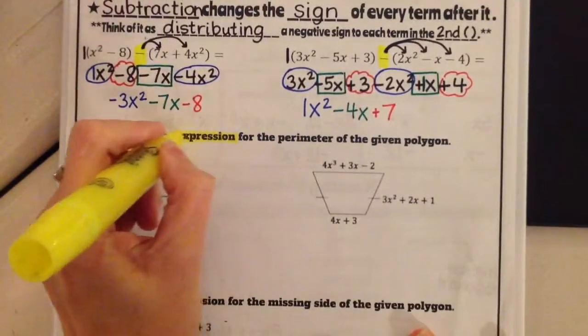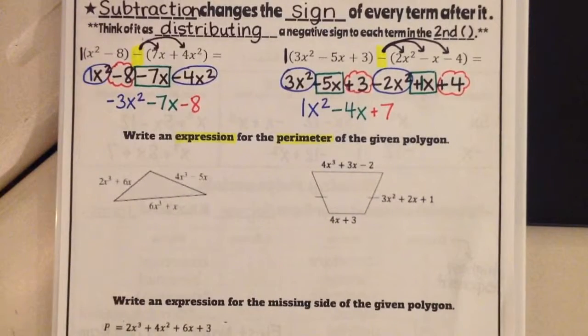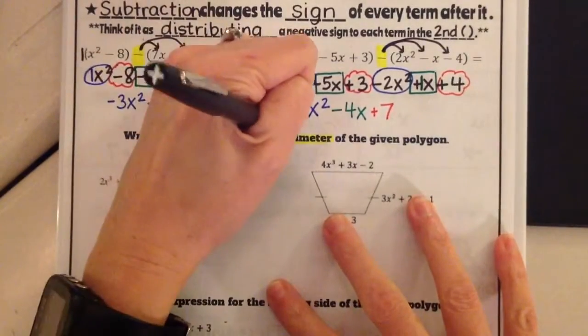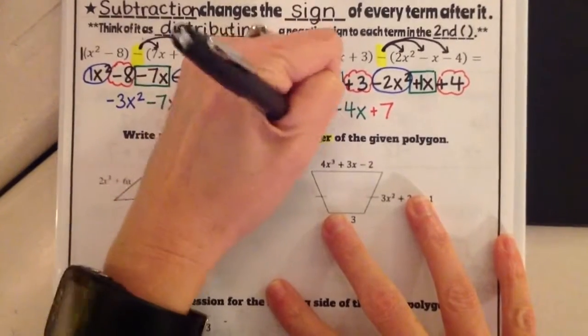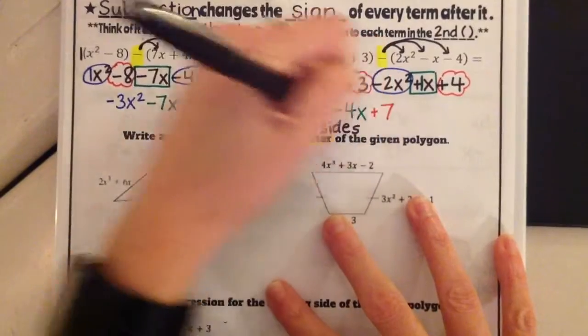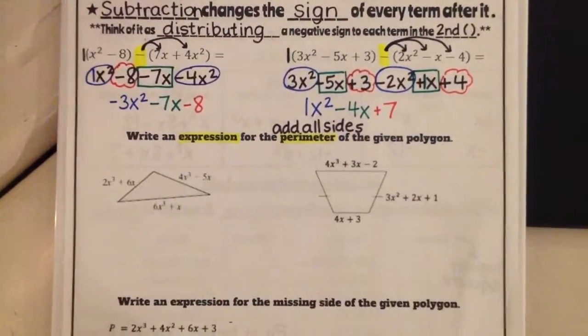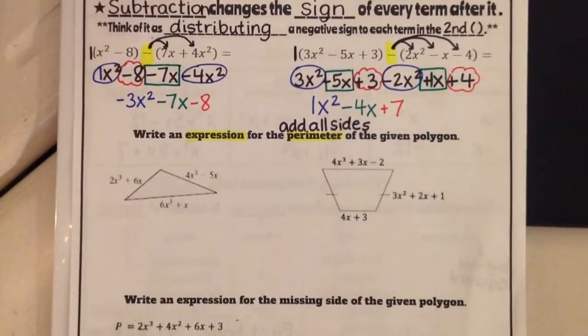So remember, an expression is telling me that I may have letters in my final answer. So I may not get an actual number answer. And perimeter, remember, perimeter is telling me to add all sides. I now know what operation I'm going to be using on my polynomials. It's going to be the operation of addition. So here's what we're going to do.